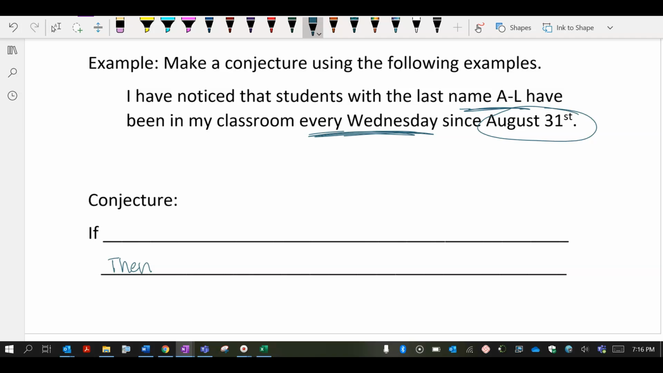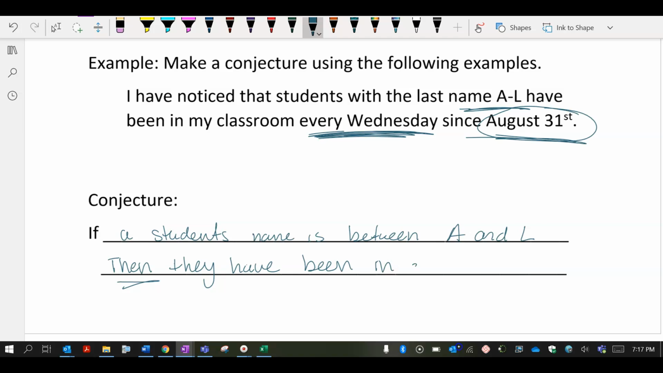So if a student's last name is between A and L, then they have been in class every Wednesday since August 31st.